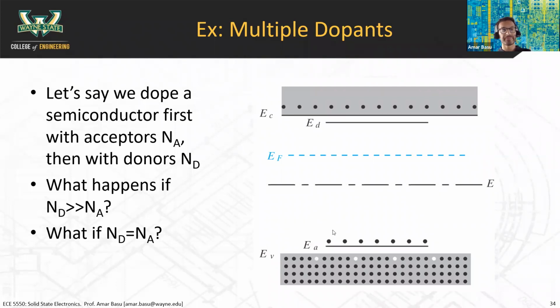Now, the next step is, let's say we have donors now after that. So then we create this donor state, ED, up here. So from the donor state, a bunch of electrons go into the valence band. Now what's going to happen?